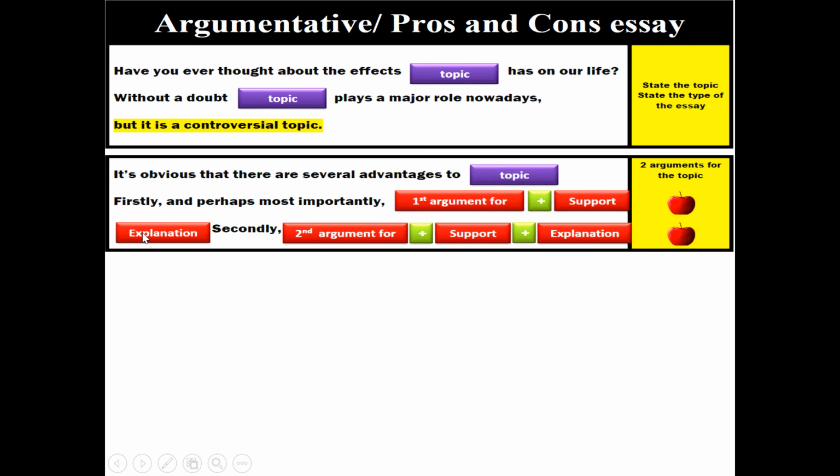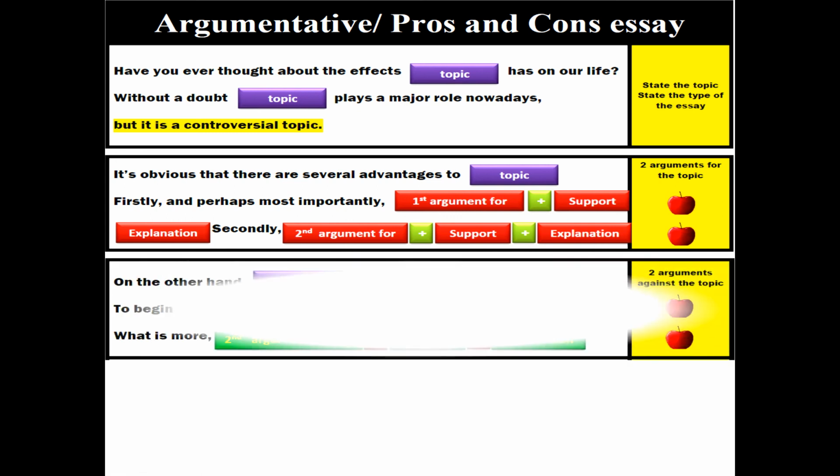It's obvious that there are several advantages to testing on animals. Firstly, and perhaps most importantly, and then you mention your first argument for the topic, support your argument with a persuasive technique, and explain how the persuasive technique is linked to your argument and justifies it. Secondly, your second argument, your support and explanation.